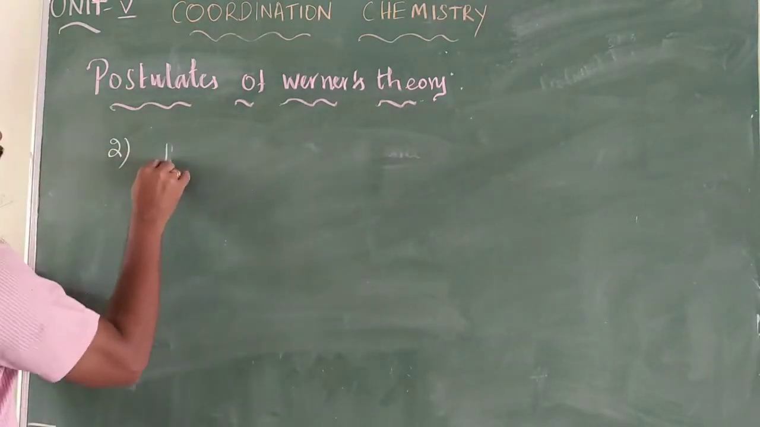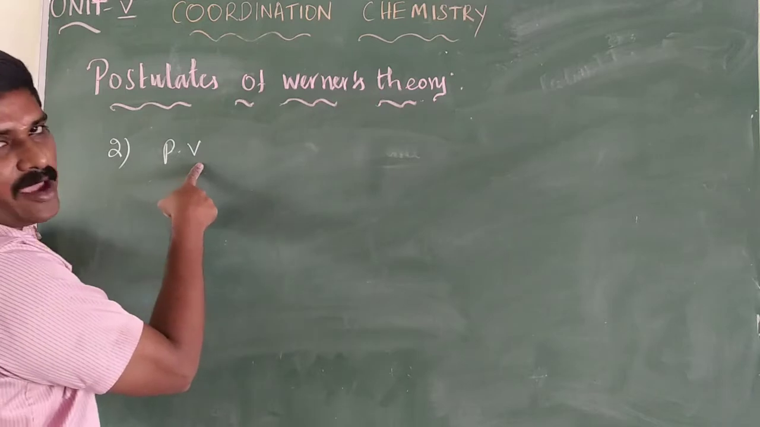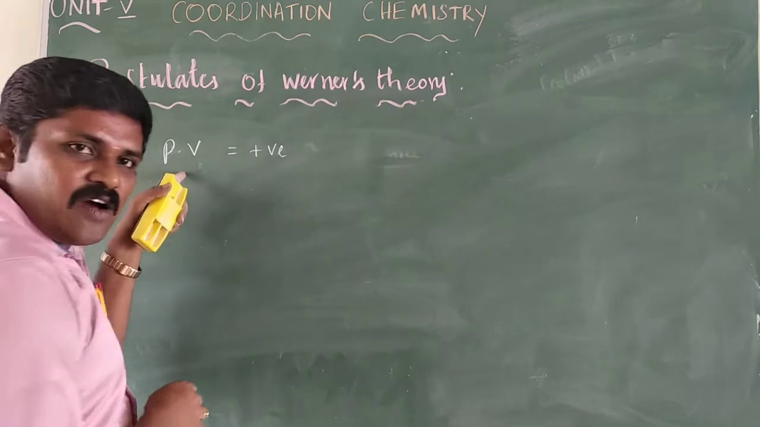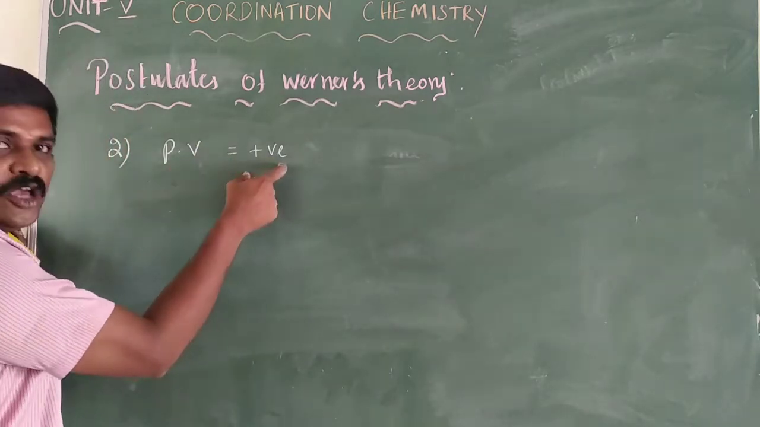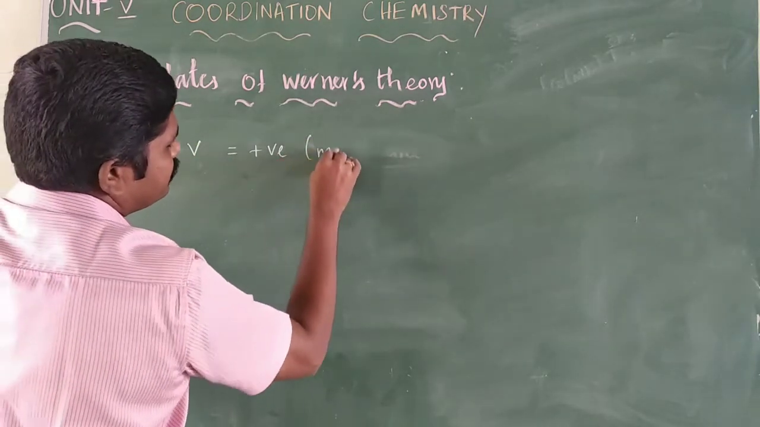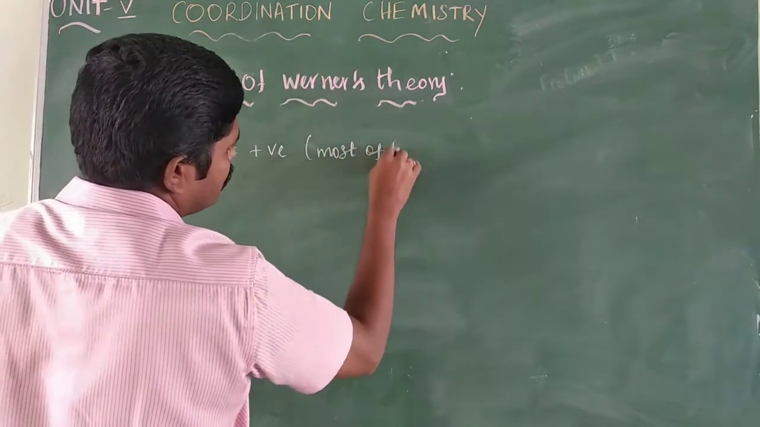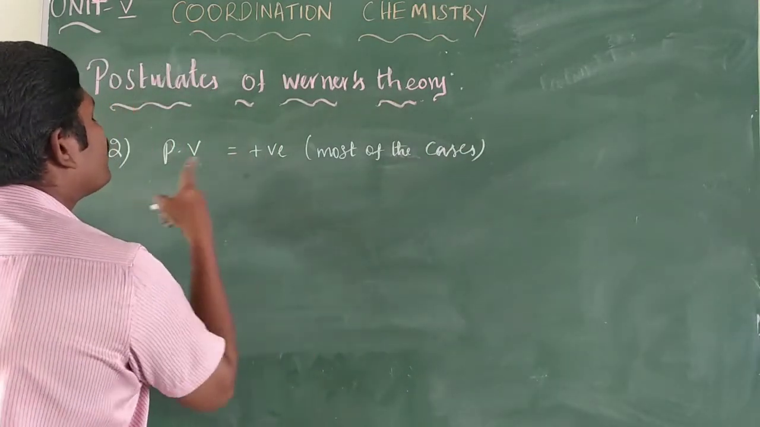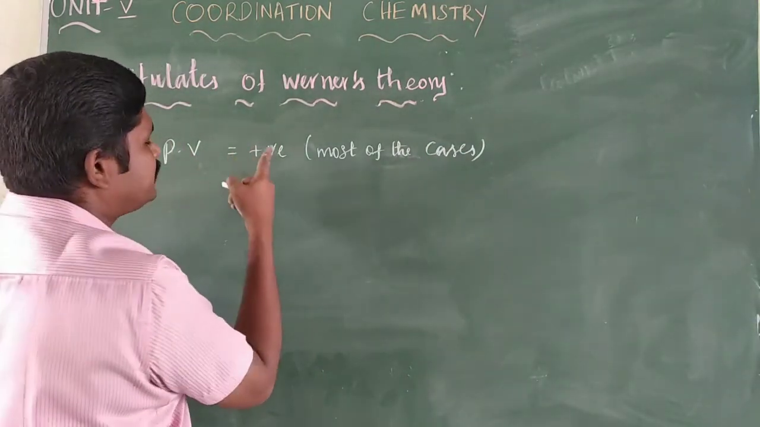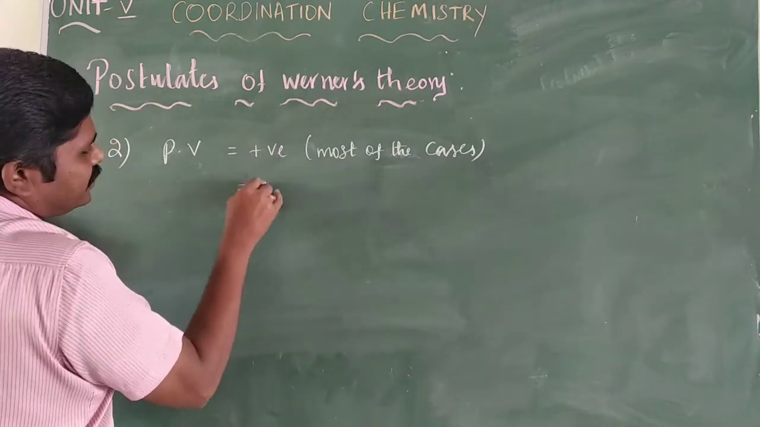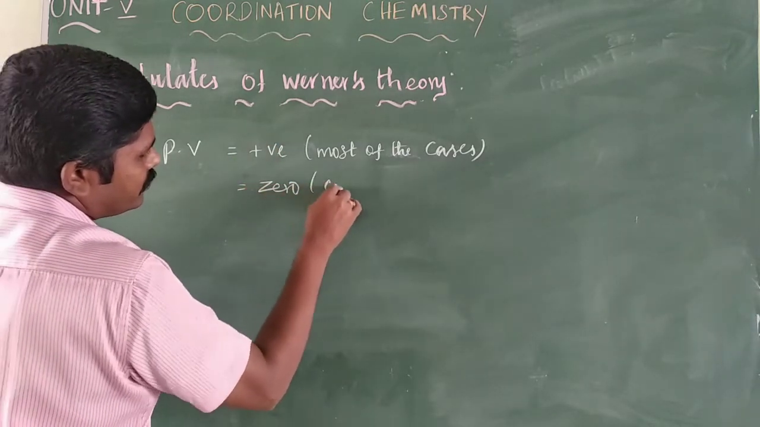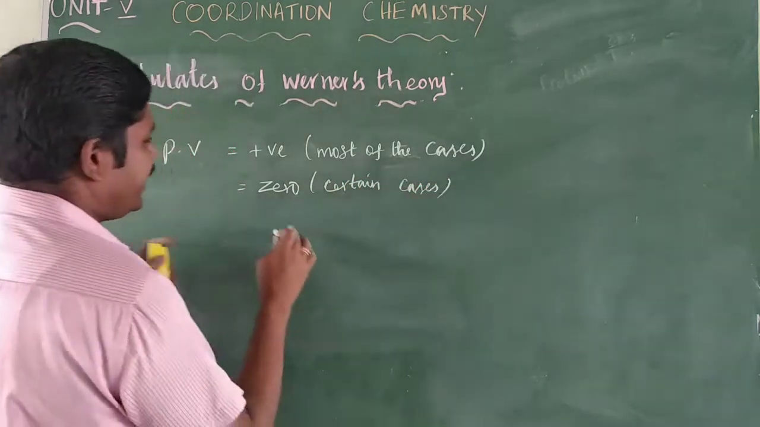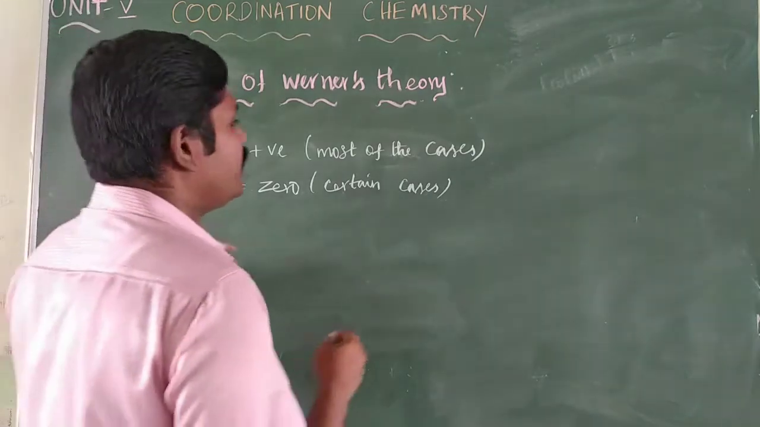Second point: the primary valency of the central metal ion is positive in most of the cases. In certain cases, it is 0.